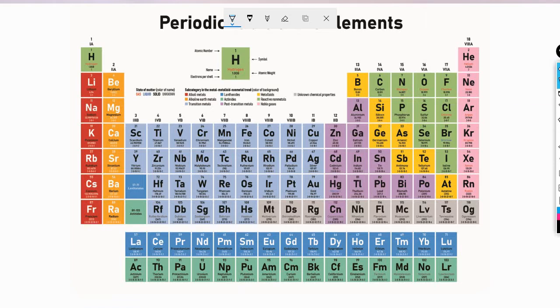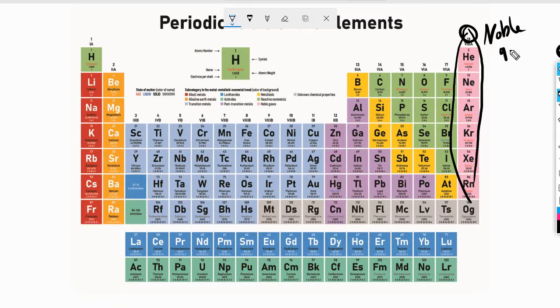And also, guys, we have another example for that. Look over here at the last group, group number 18. This group is called noble gases. These noble gases rarely explode or make reactions. Mostly they do not make reactions.